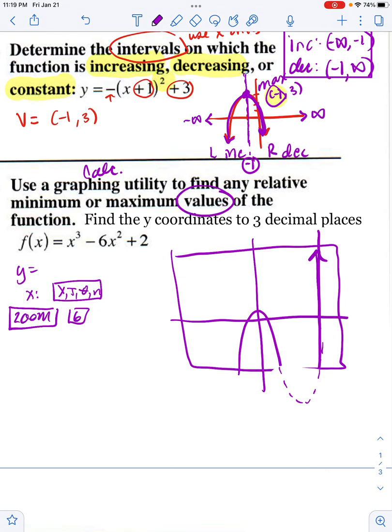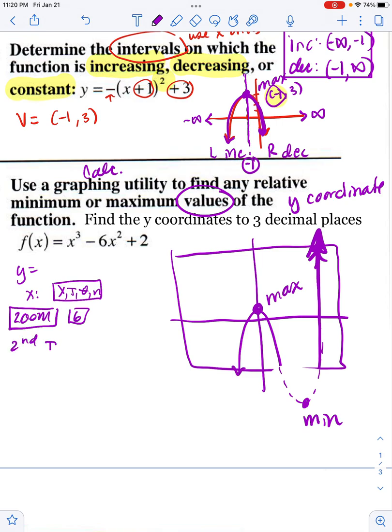So it's asking to find any max or min values. Okay, max values are the y coordinate. They don't want to know where it happened. So I got to find this because that's a max. That's the highest in the region. It's not the highest forever because this goes up. And then this is a min. They're like peaks and valleys, the highest and the lowest in their given region.